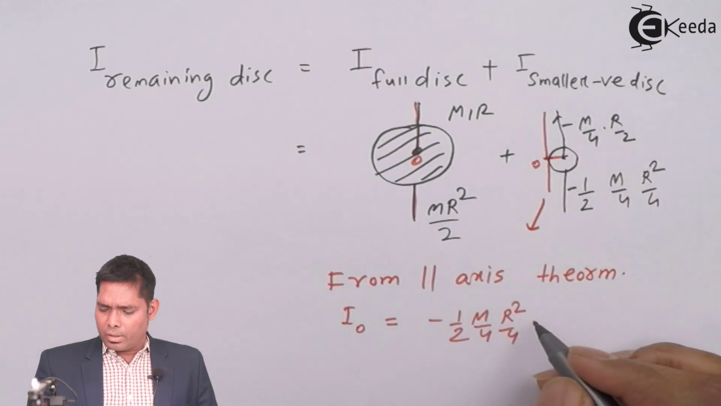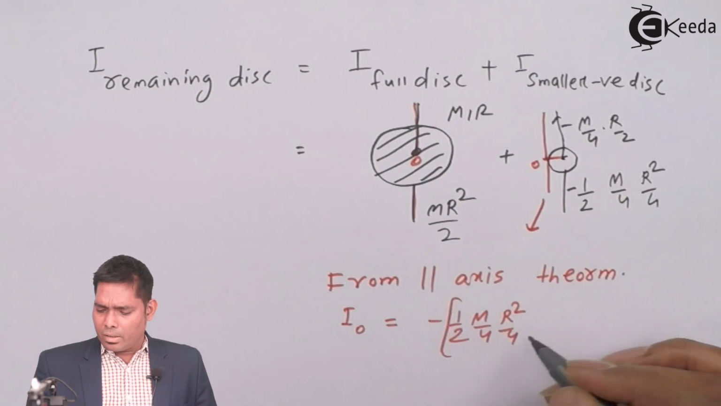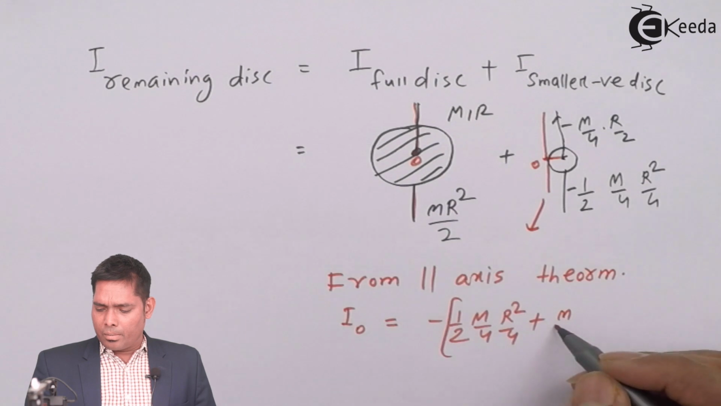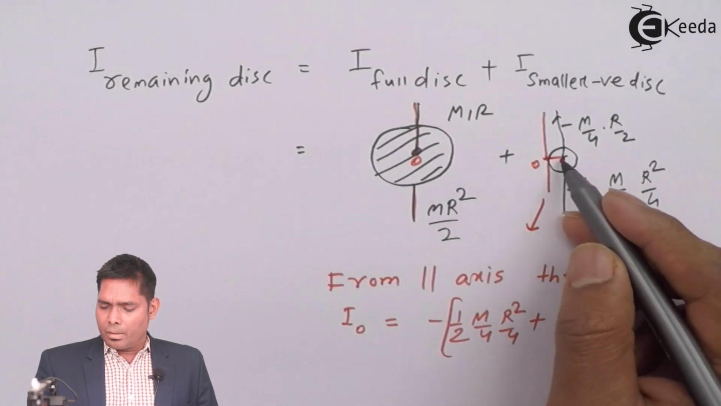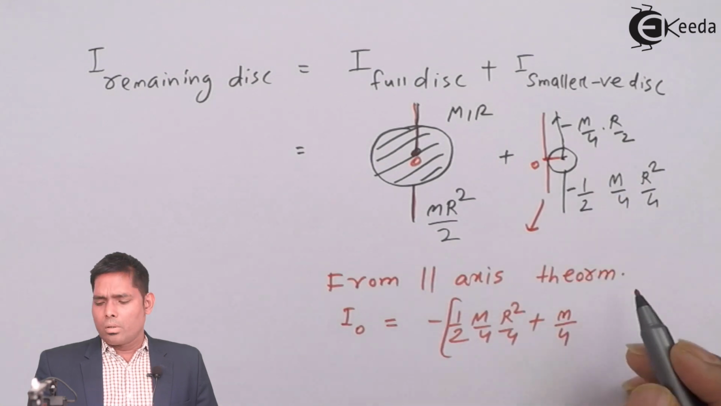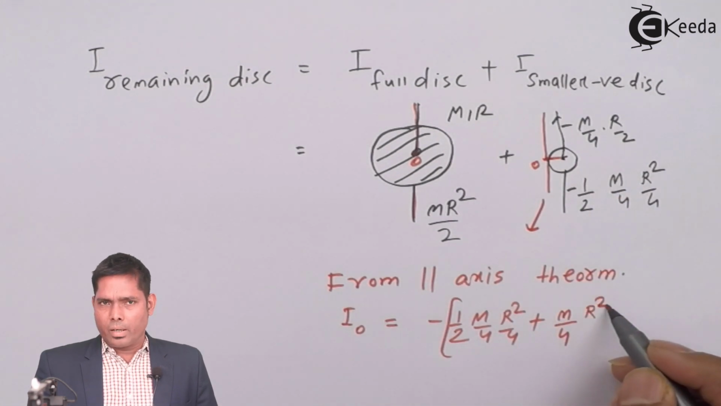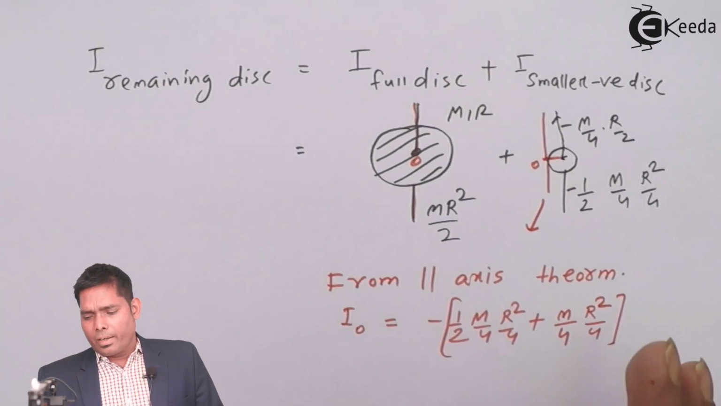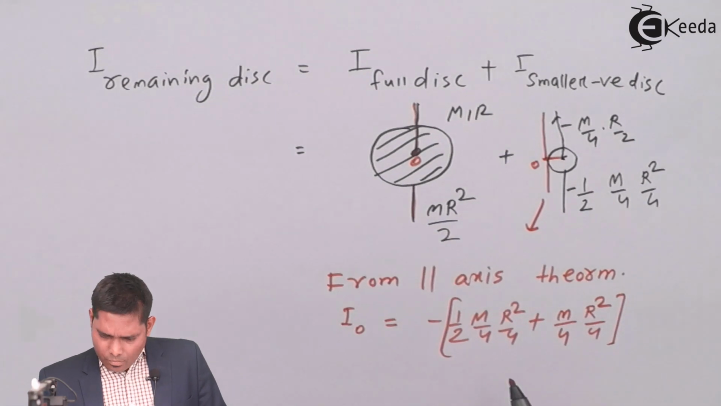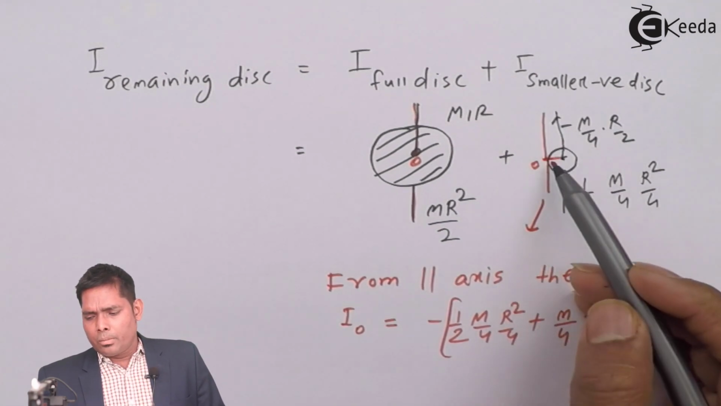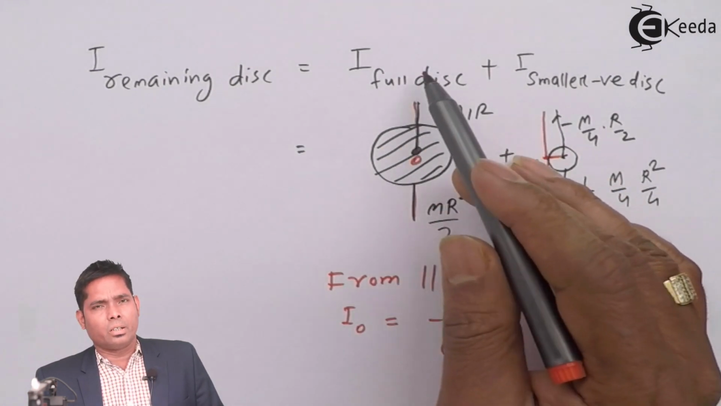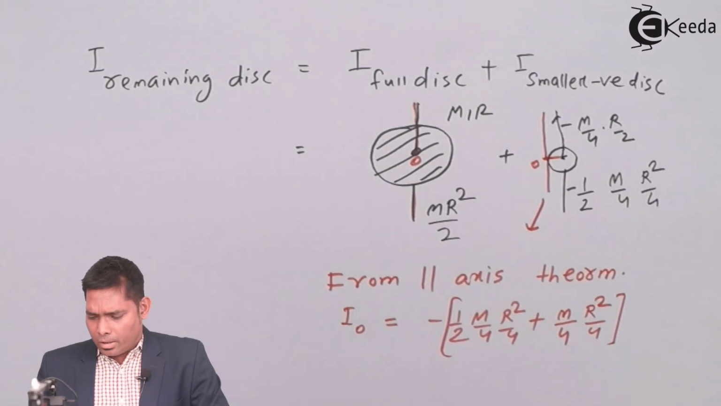Then again I have to write everything negative, so it is minus, I'll write, plus of this value m r square, with m as m by 4, and the distance of separation between these two axes, which is r square divided by 4. This is a negative moment of inertia. Finally this has to be subtracted, or I should have found the moment of inertia about this axis, and that I could have subtracted from this full disk moment of inertia. So solving this, what is that value?